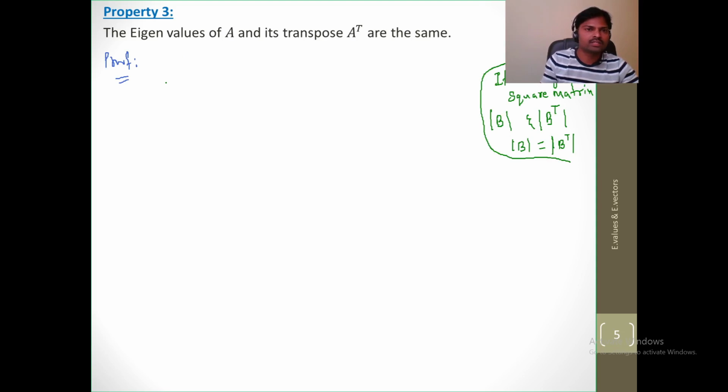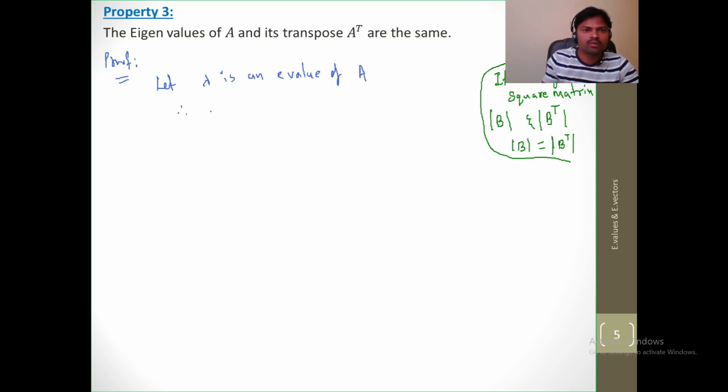Okay, now let us start. So in this, first I want to calculate. There are two matrices I want to establish. So let lambda be an eigenvalue of A.